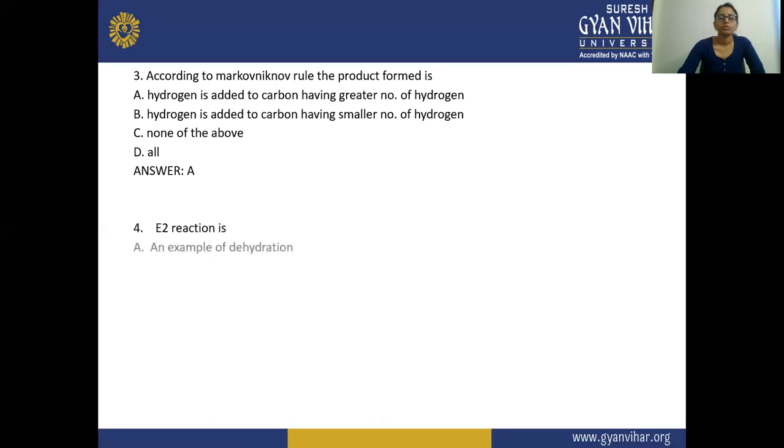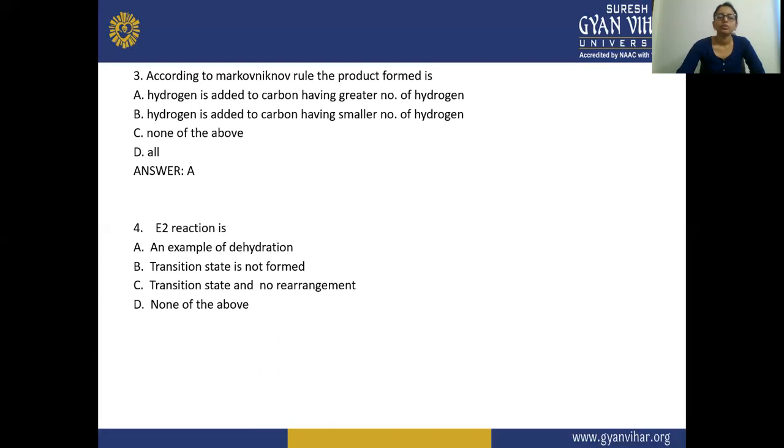Now the fourth is the E2 reaction. The E2 reaction is an example of dehydration. Transition state is not formed, transition state is formed, and no rearrangement, or none of the above. So in the E2 reaction, there is a formation of a transition state, as well as no rearrangement of carbocation. So the option C is correct.